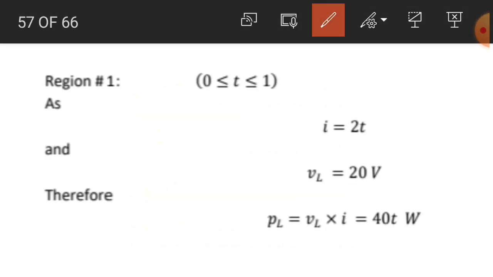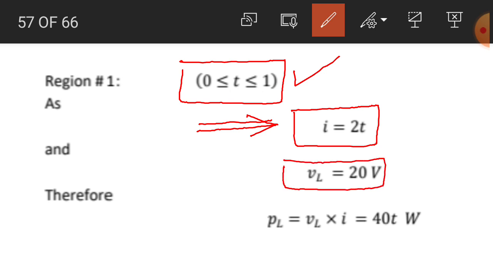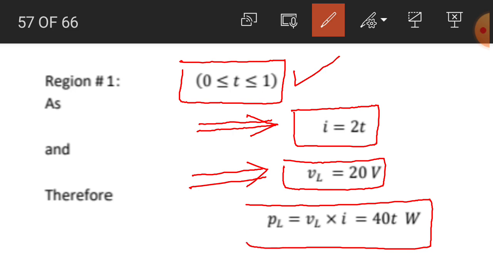Now we calculate the power. So we will calculate the power in region number 1. Then we will calculate the power in region number 2. And finally, we will sketch this power in region number 1 as well as region number 2. So the current through this inductor is changing with respect to time in region number 1, and here is the instantaneous equation for the current in region number 1. The voltage across the inductor is constant in region number 1, which is 20 volt. So the power taken by the inductor in region number 1 will be equal to 40t watt.